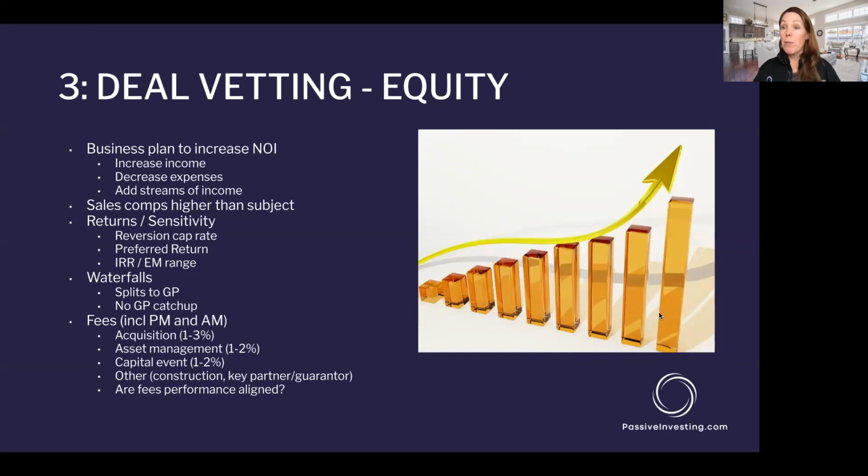Is there a preferred rate of return? Am I, as a limited partner, going to get a certain X percentage of the profit before the general partnership starts sharing in any profits? Okay. And then I want to look at the IRR and the equity multiple range. That will also be in the sensitivity analysis.